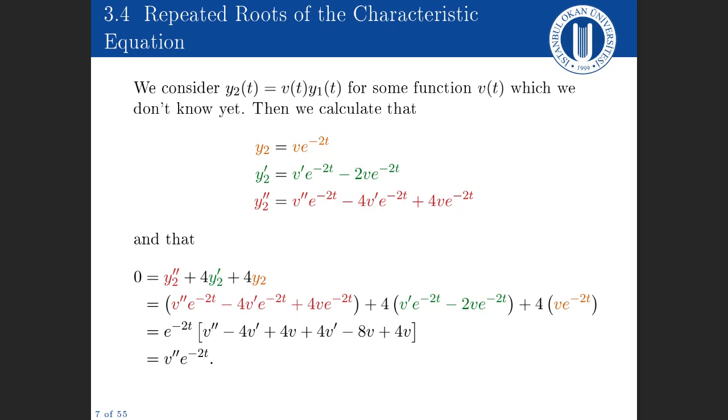Simplify everything down, lots of terms cancel. I have a minus 4v prime and a plus 4v prime. There's also minus 4 plus 4v. These will cancel, and we'll just end up with v double prime e to the power minus 2t.